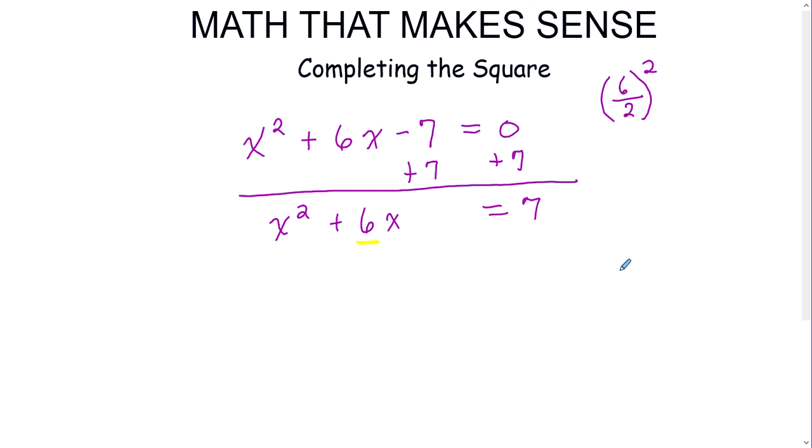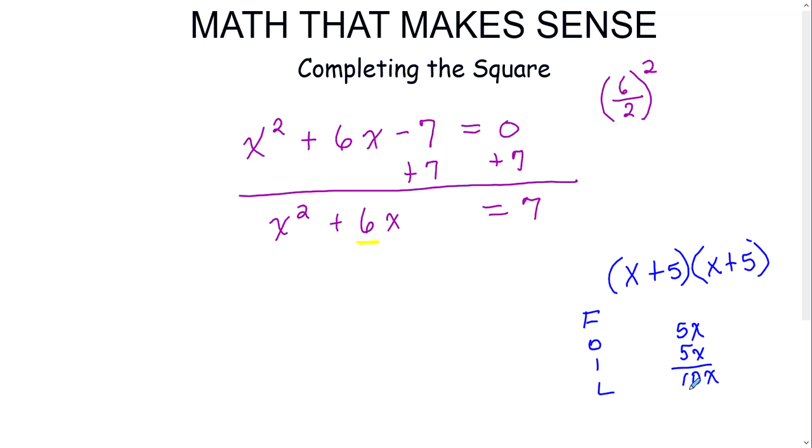Let's go back to when we worked with FOIL. Let's go back to the example I used, x plus 5 times x plus 5. It works if they're both the same. If we use the FOIL method, for our middle terms, it becomes 5x and 5x, which is 10x. So if I took that coefficient, that 10, and divided it by 2, I would get back to that original 5, which is why we're taking that 6 and dividing it by 2.